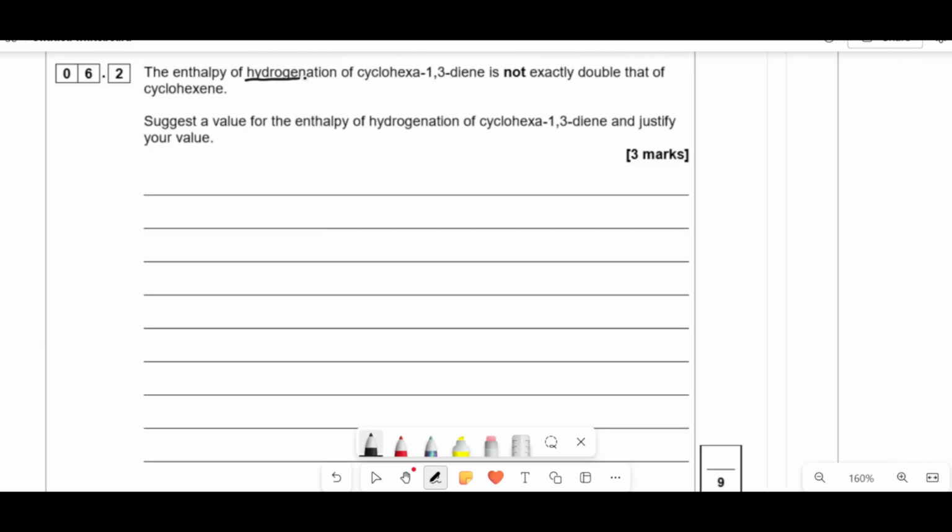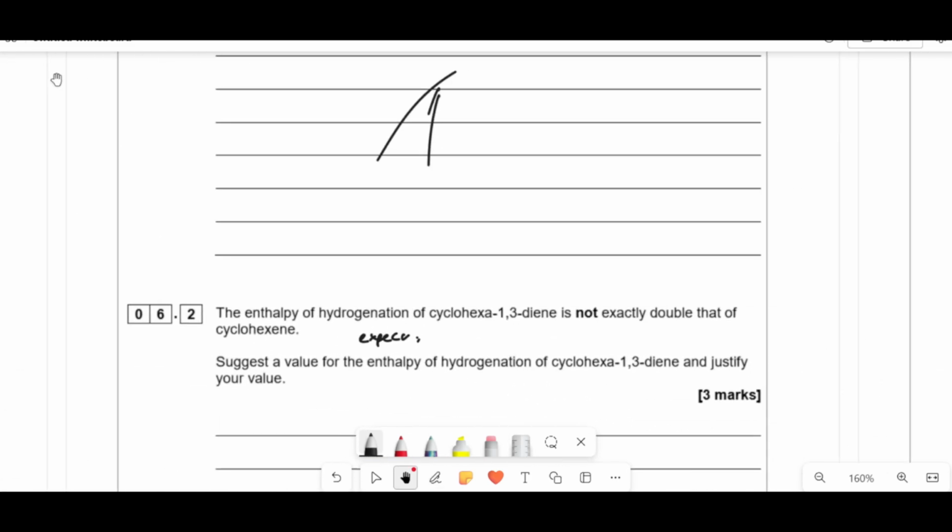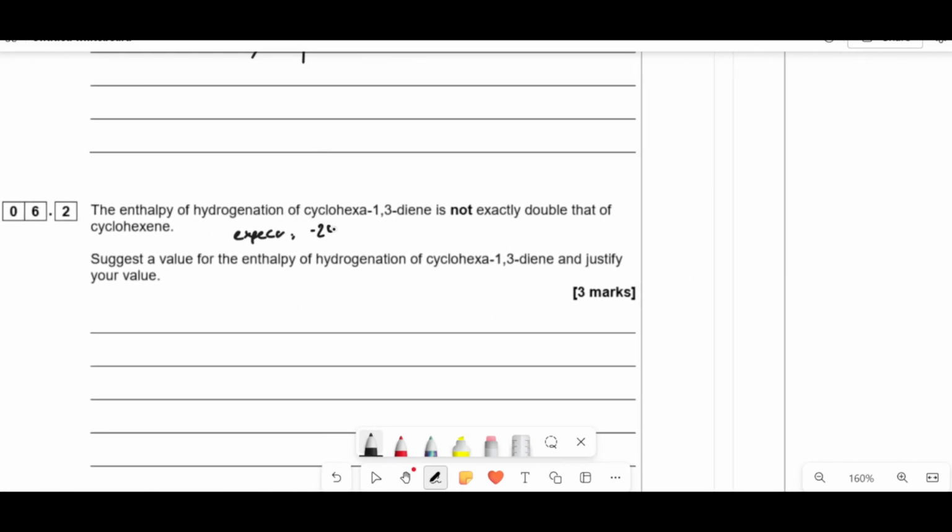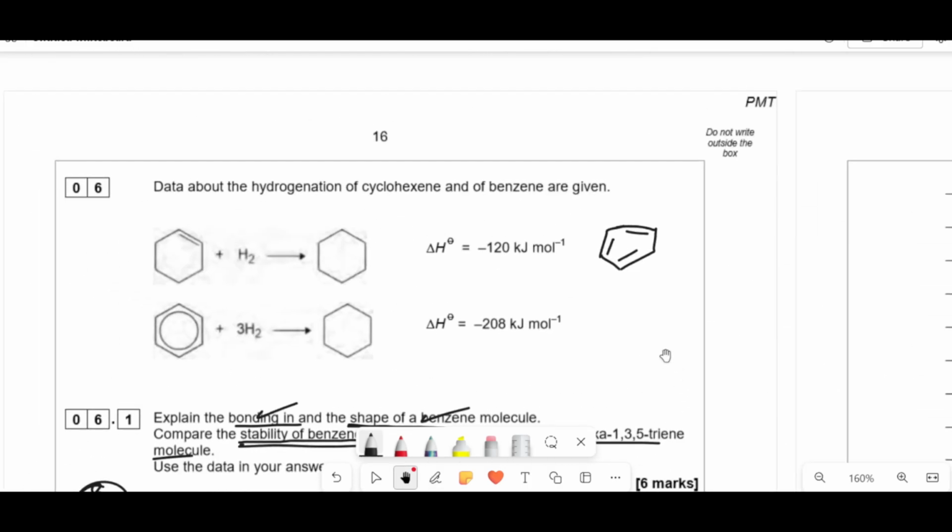So now it says the enthalpy of hydrogenation of cyclohexa-1,3-diene is not exactly double that of cyclohexene. Suggest a value for the enthalpy of hydrogenation of cyclohexa-1,3-diene and justify your value. So we've got to have a think. What could be going on? What you would expect it to be would be minus 240, if it's 2 double bonds. But for some reason, it's not, and the question just told you that. So we need to think about what could be going on.